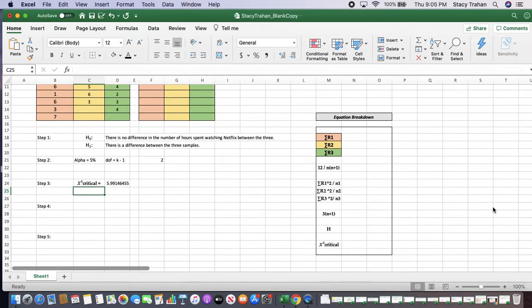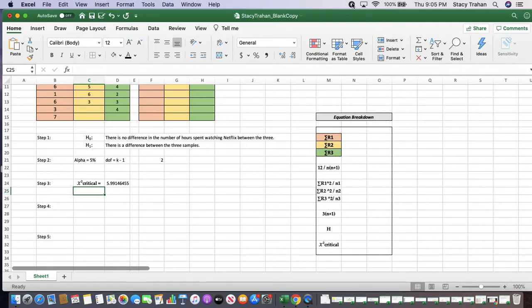So now that we have our critical value, we can make our decision rule for whether or not we are going to reject the null hypothesis. For the Kruskal-Wallis test, it uses an H value. So our rule is going to be: if the calculated test statistic H is greater than the chi-square critical value of 5.99, we will reject the null hypothesis. I'm going to just type that out.